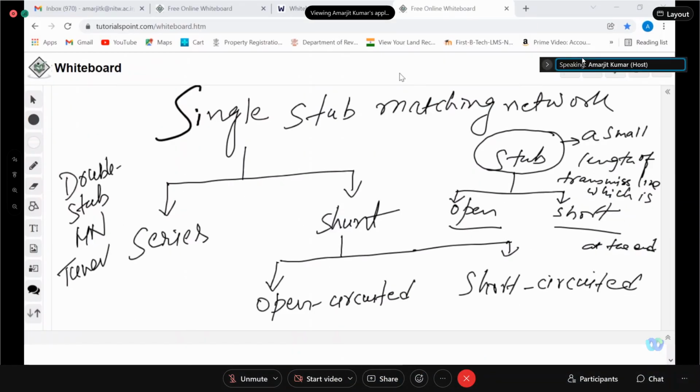So each time I have to allow in Cisco Webex, but what is the problem? Previously you were joining automatically.